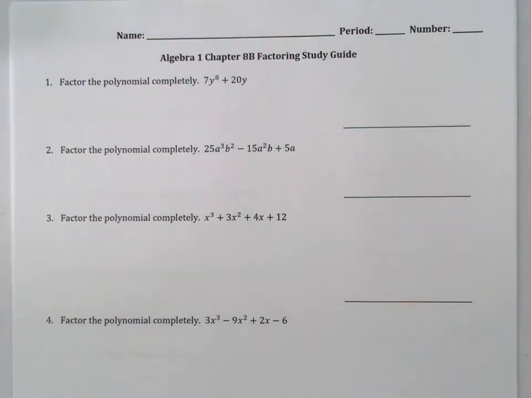and go from there. So first thing we need to do is figure out what type of polynomial it is. We have 7y to the 8th plus 20y. I look and there's two terms. They're not subtracting. And I notice that they both have something in common. So the first thing you should always do is find the GCF.